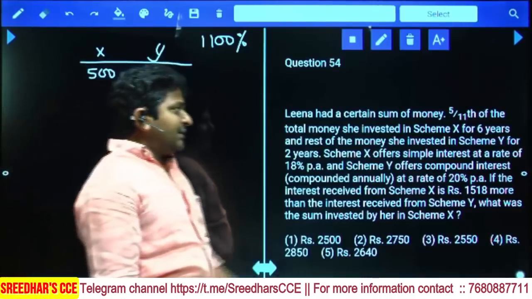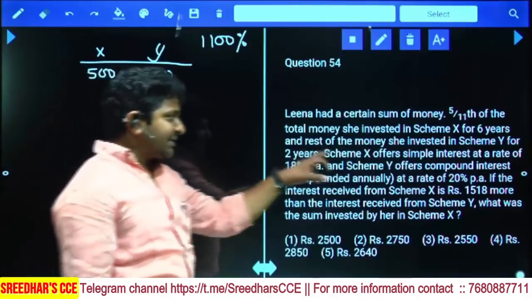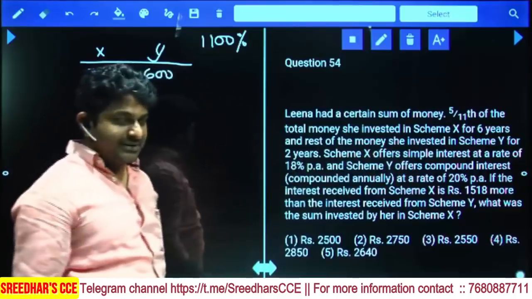Now scheme X is given for 6 years and scheme Y is given for 2 years. Scheme X offers simple interest at the rate of 18%.